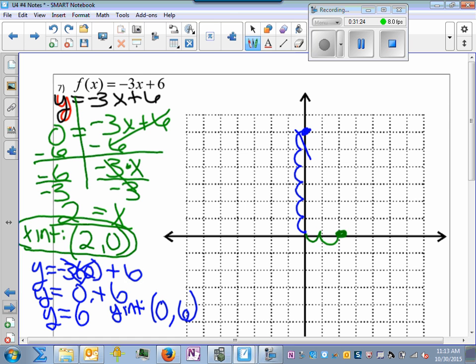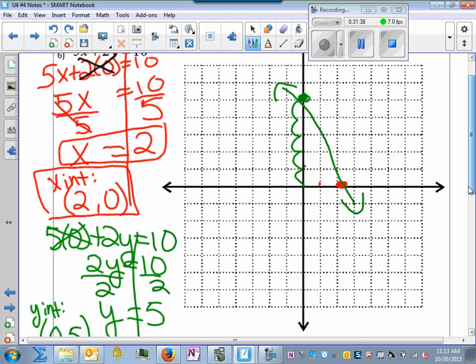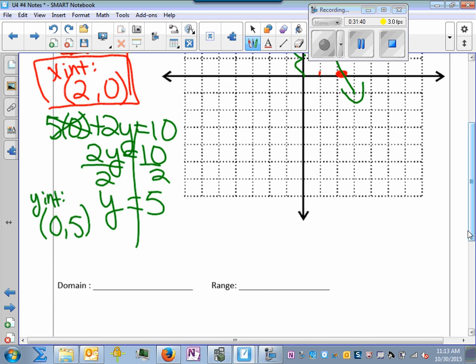Then again, connect my lines, and put my arrows on. It's very important that you put your arrows on. And I did skip a step in the last one, so I'm going to go back here, because I forgot to do the domain and the range. Remember to read your problem in its entirety so that you don't make that same mistake.